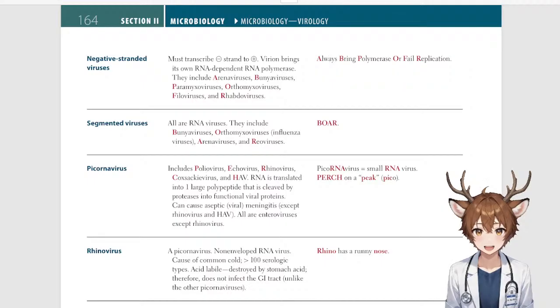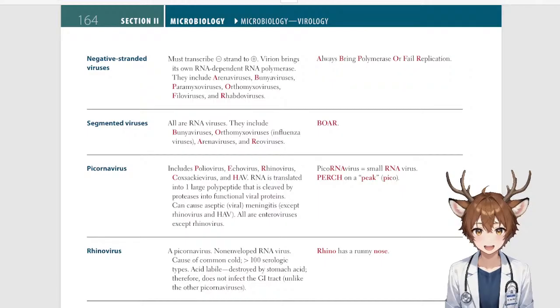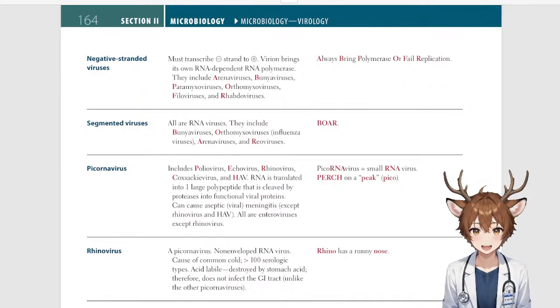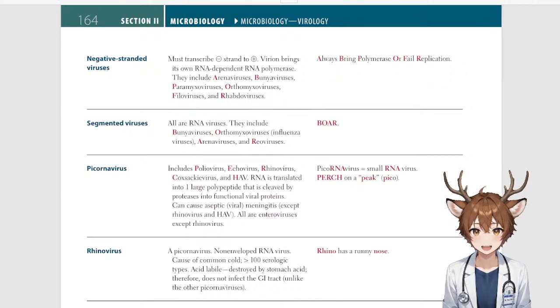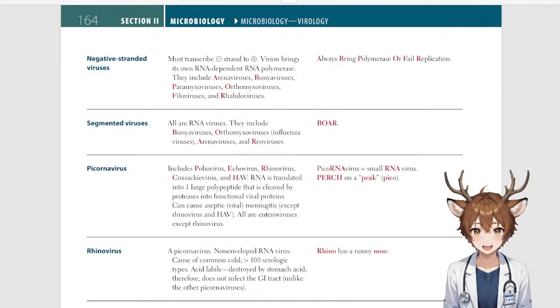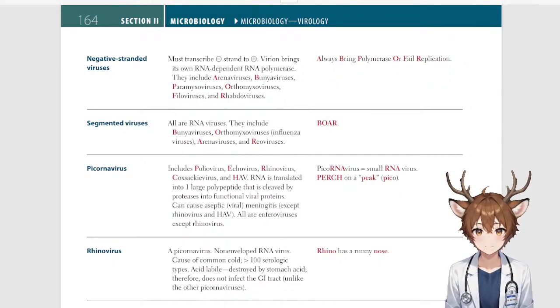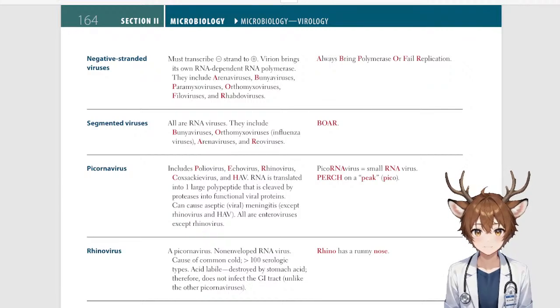I'm going to go into picornaviruses now. Picornaviruses include poliovirus, echovirus, rhinovirus, Coxsackievirus, HAV. RNA is translated into one large polypeptide that is cleaved by virus-encoded proteases into functional viral proteins. Poliovirus, echovirus, and Coxsackievirus are enteroviruses and can cause aseptic viral meningitis. Picornavirus is a small RNA virus: perch on a peak, pico. Okay, sure.